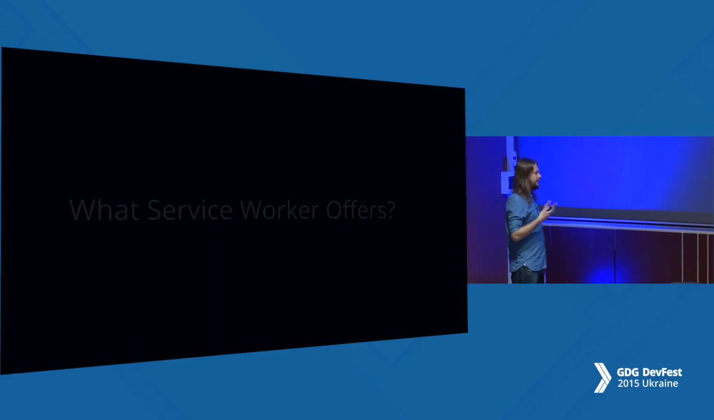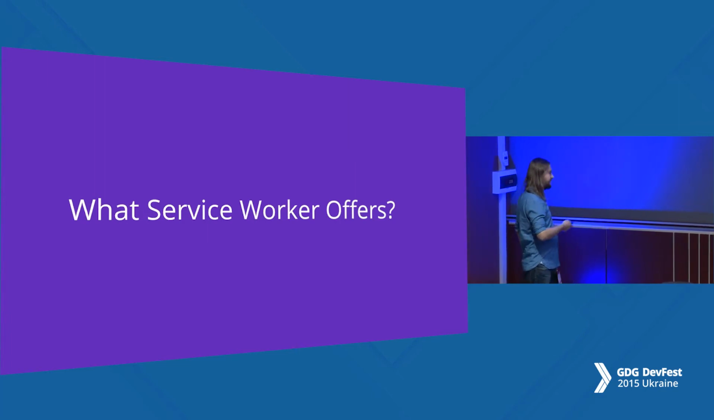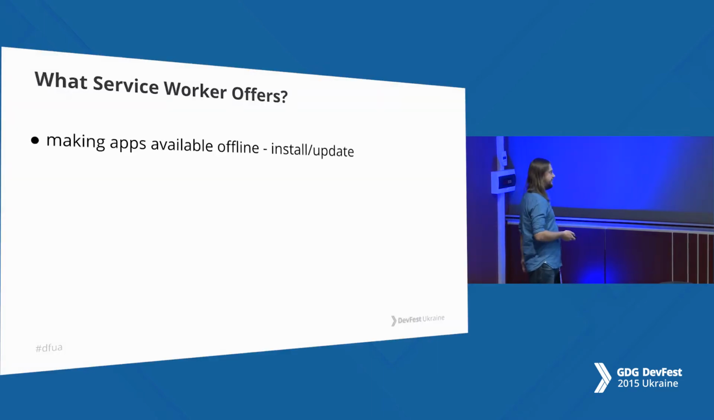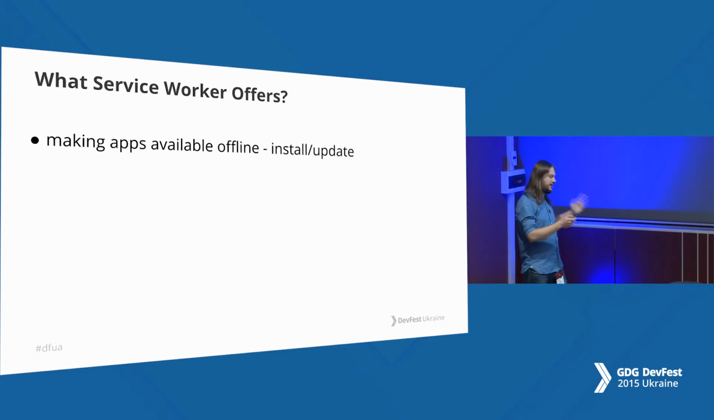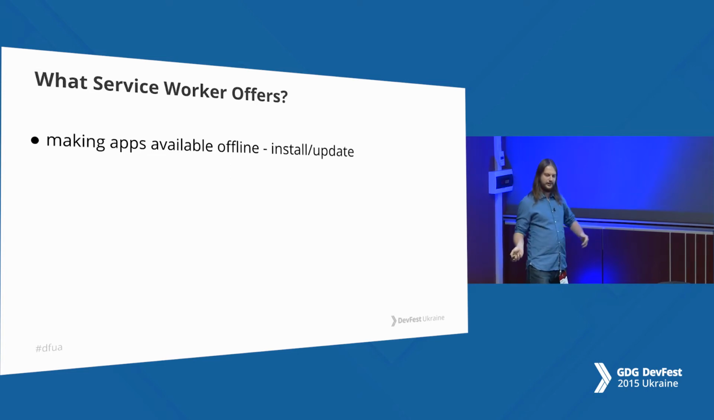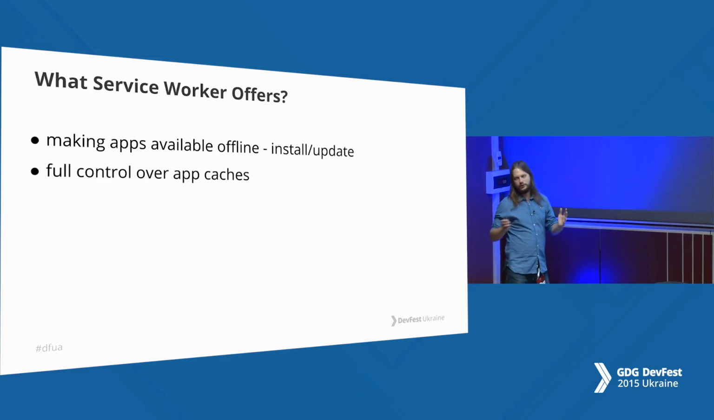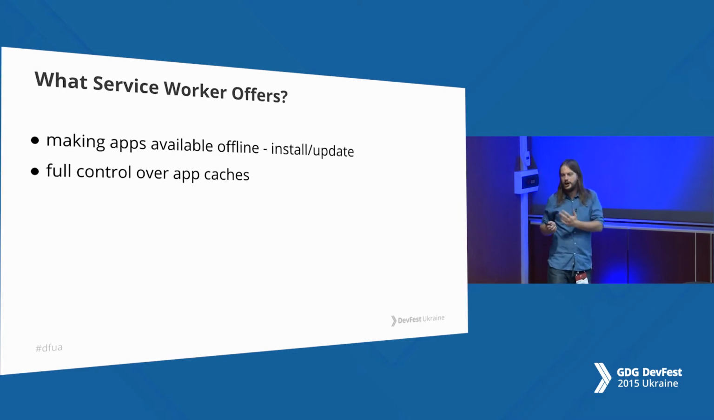And what Service Worker offers us, comparing to this old stuff, and what new features does it have? First is making apps available offline. You can organize install process, and you can organize update process. So just like in native apps. You install new version, then you can apply update, you can notify a user, and so on. Second is a full control over app caches. We have cache API, and we can flexibly decide how do we do our caching.